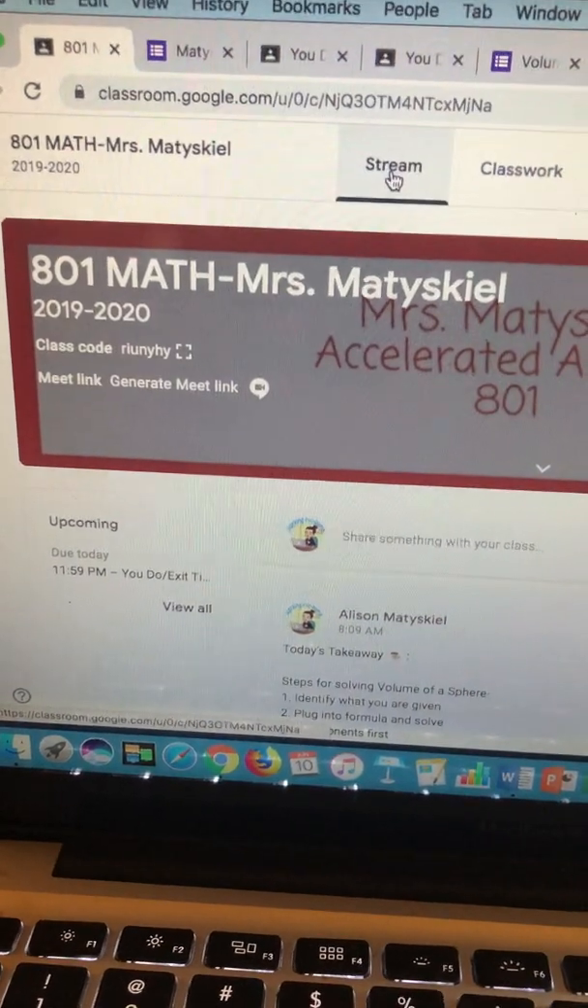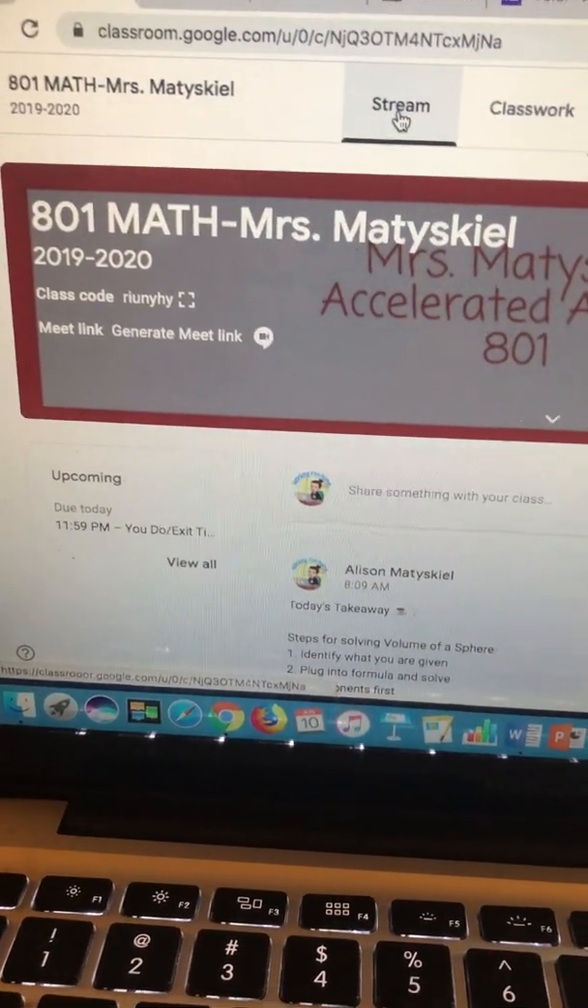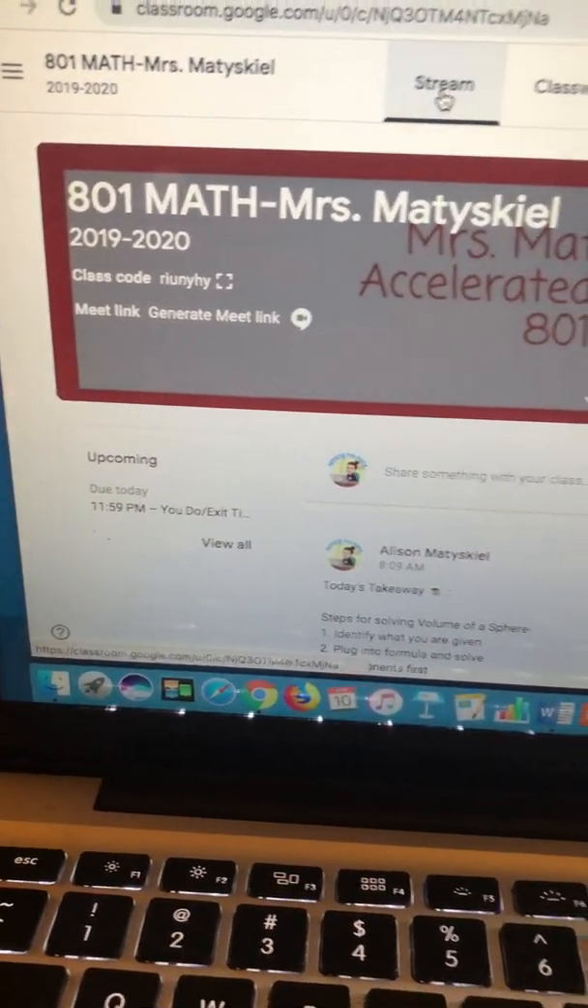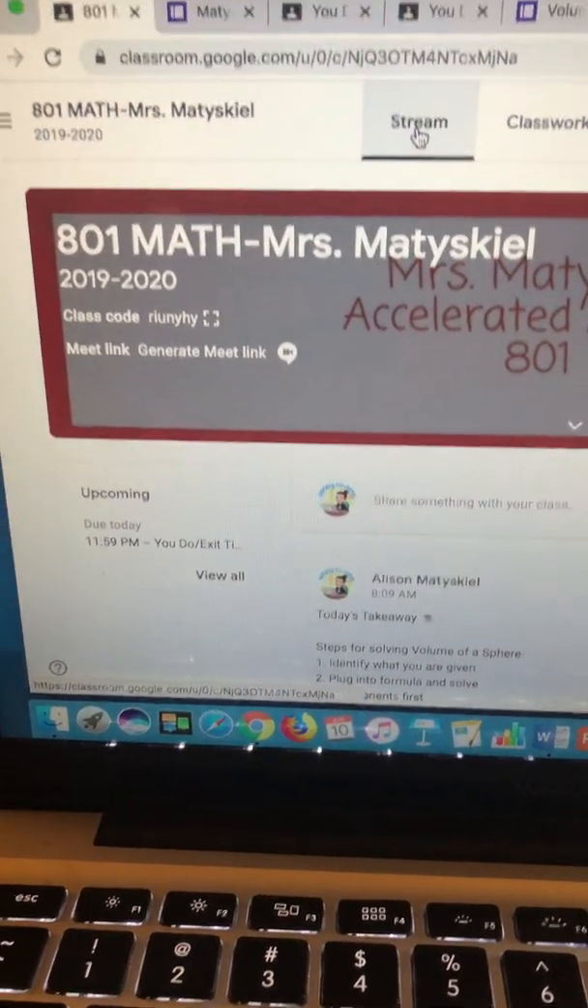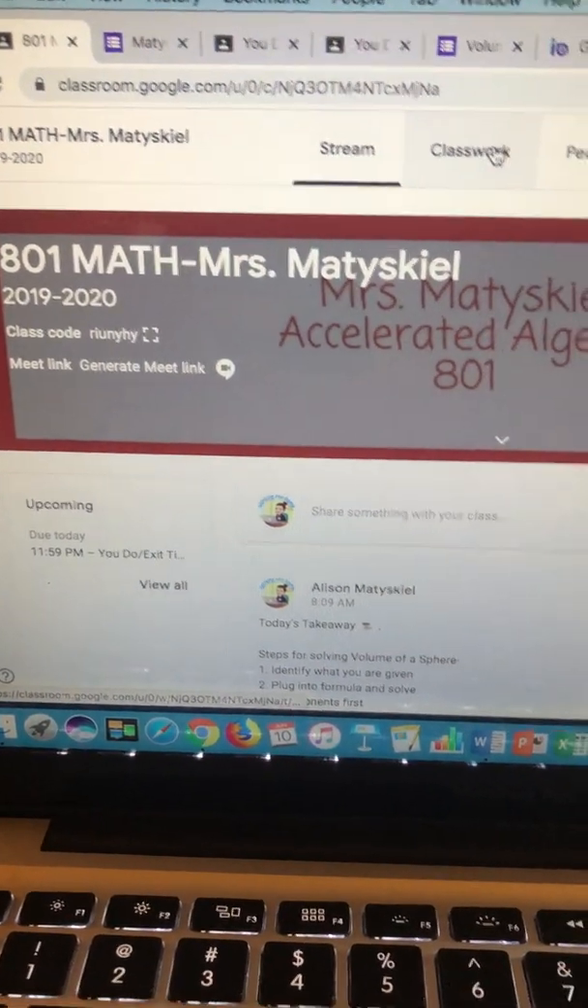Today is June 11th. We're going to continue with working with volume of a sphere, but we are going to now take that understanding and solve for the radius or diameter.